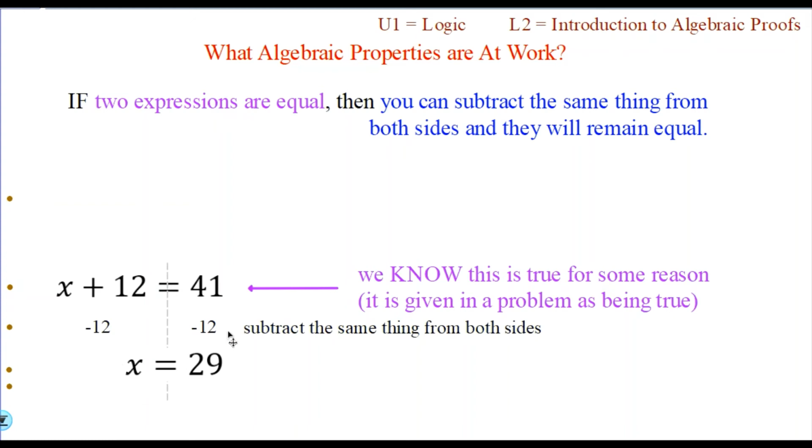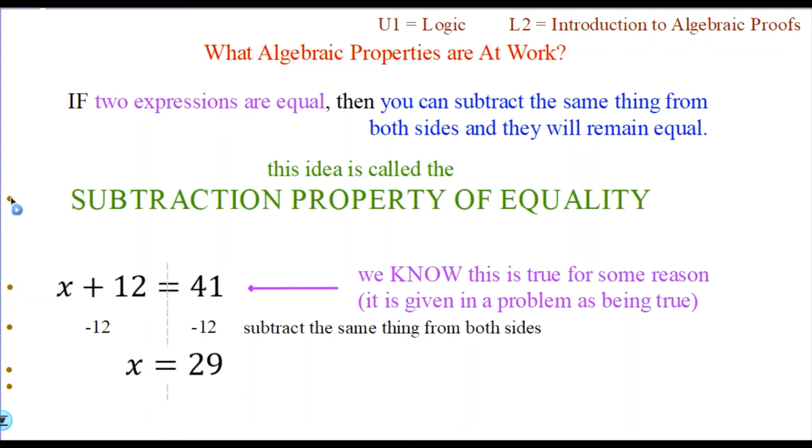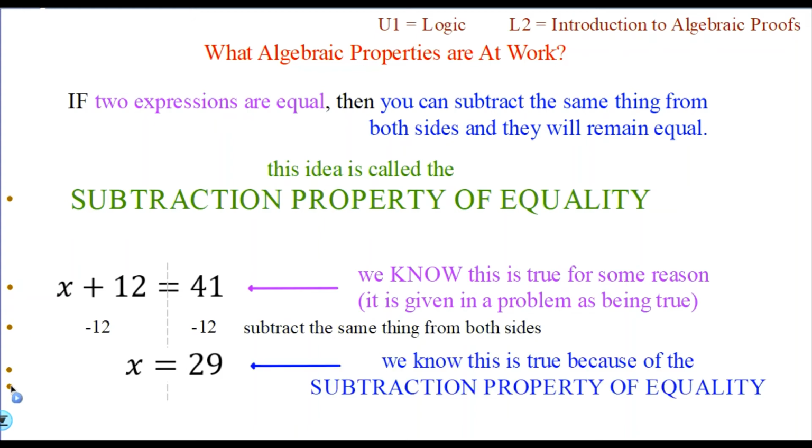Same thing to the right-hand side, subtract 12, got 29 over here. And this property says you can subtract the same thing from both sides and they will remain equal. These 2 remained equal. This idea is called the subtraction property of equality when you're subtracting from both sides. So how do we know x equals 29 is a true statement? We know it's true because of the subtraction property of equality. That's how these properties work.